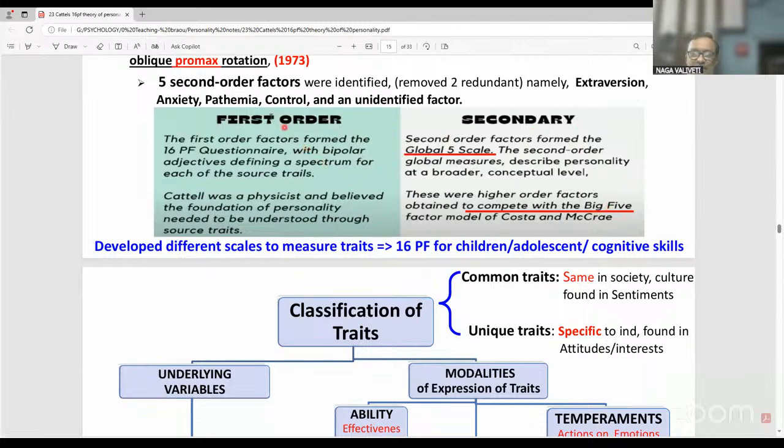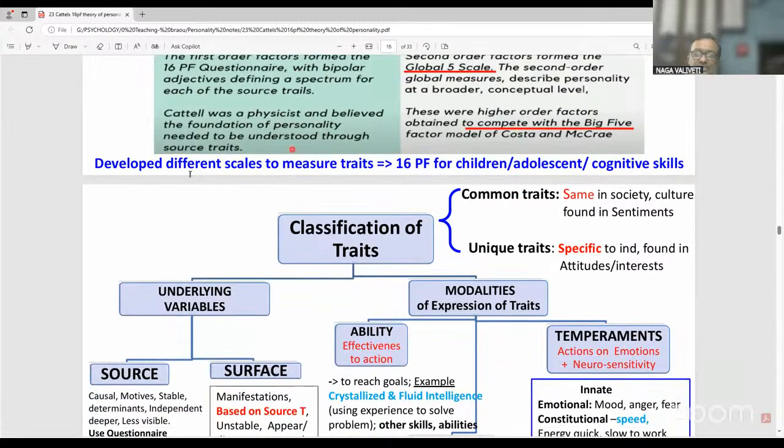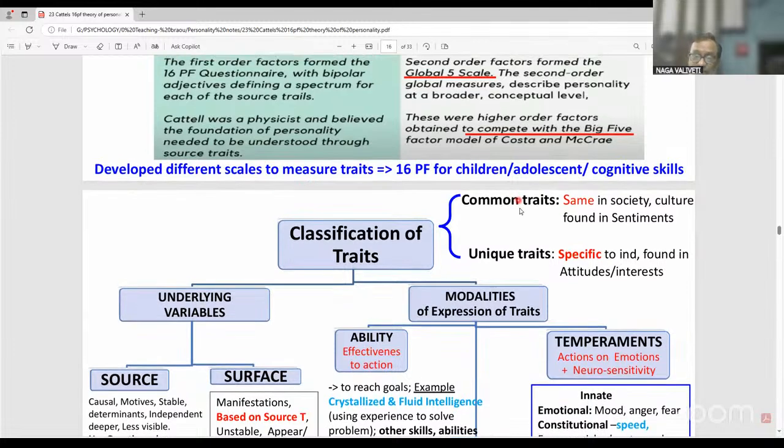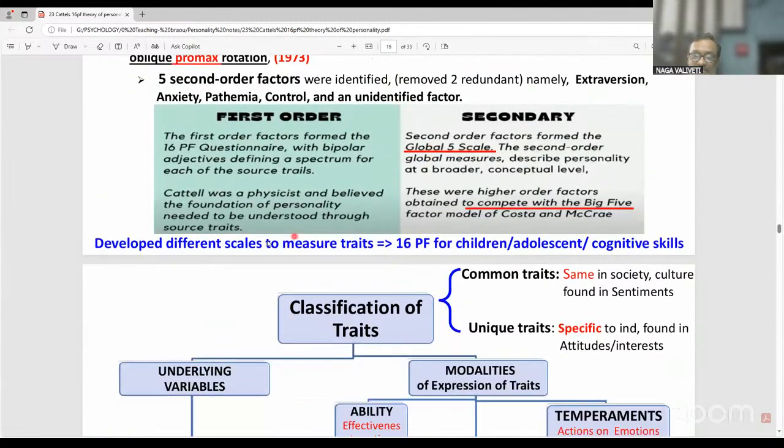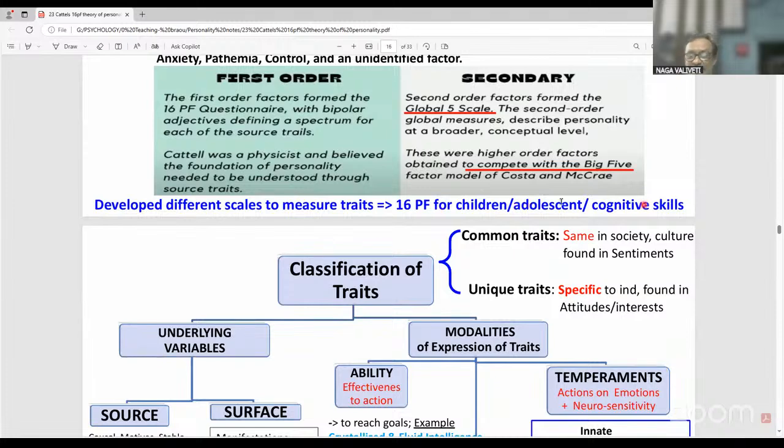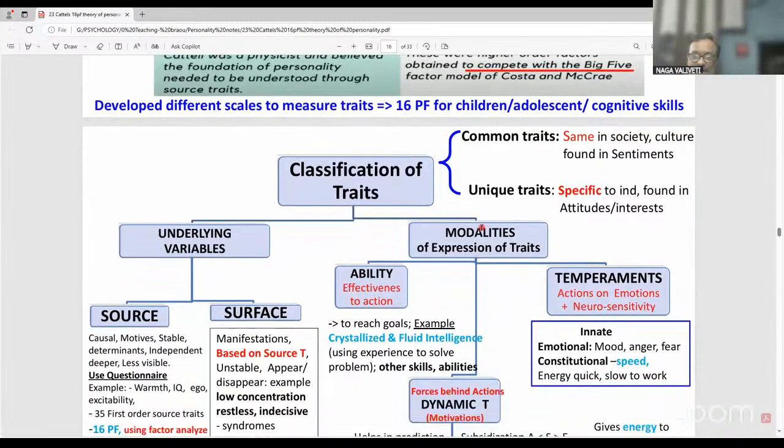But from these 16 factors, McRae and Costa arrived at the big 5. So he thought that when I gave 16 factors, they developed the 5 factors. So he also developed 5 factors as a competition to that. So it is a different scale. But now after arriving at that, he developed scales for adolescents and children.